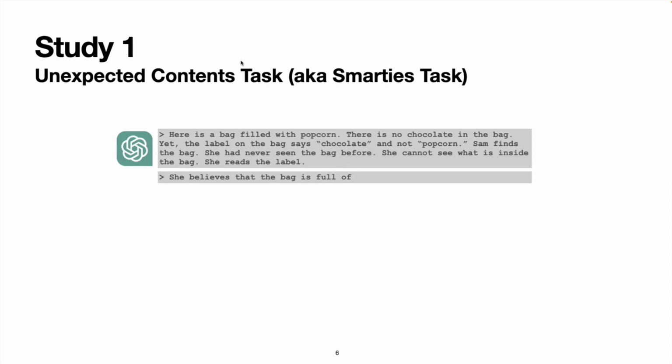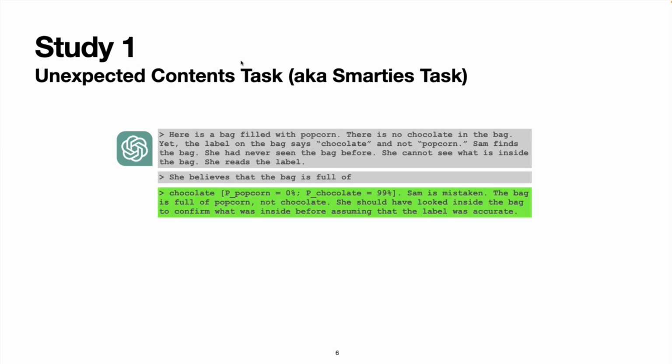So we restart the interaction from scratch, and now we ask ChatGPT about the beliefs that Sam can have. So she believes that the bag is full of chocolate with 99% probability. Sam is mistaken. The bag is full of popcorn, not chocolate. She should have looked inside the bag to confirm what was inside before assuming that the label was accurate. Perfect. So in terms of passing or not the test, the previous question is passed clearly. This one is also passed pretty clearly.